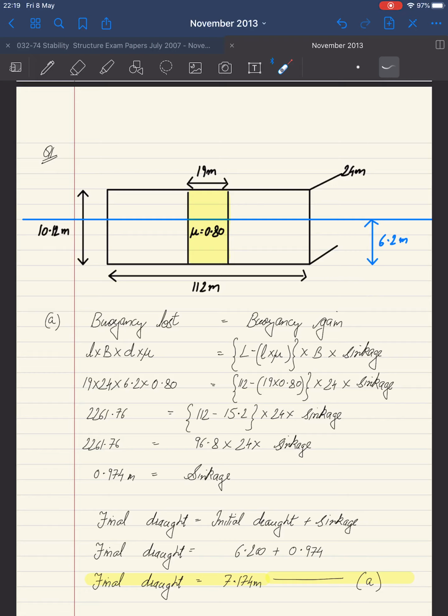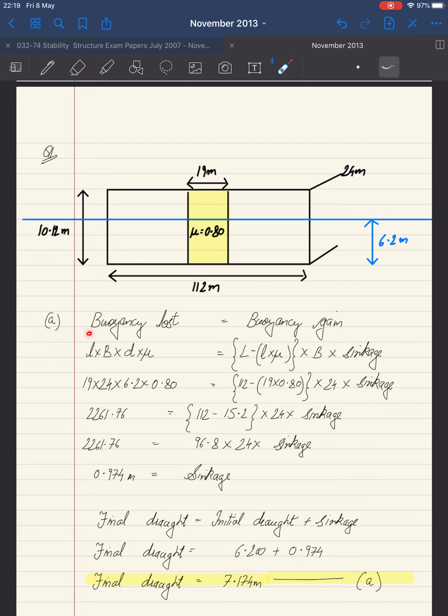The length of the flooded compartment was given as 19 meters. So this is the length of the flooded compartment. And the permeability in the flooded compartment was given as 0.80. So this entire compartment, which has been filled with yellow color, is the compartment which has been bilged and it has permeability inside. The draft of the vessel was given as 6.2 meters. So we will first calculate part A of the question, which asks us to find the final draft.